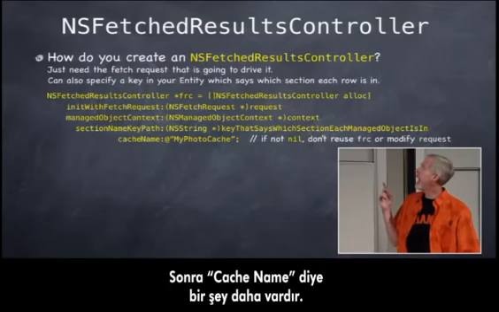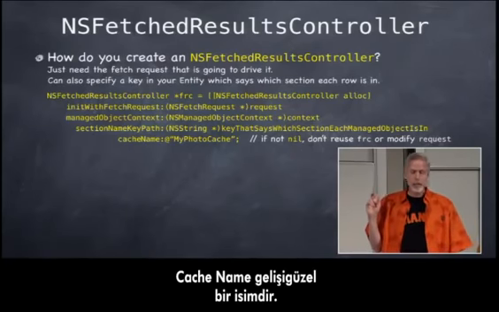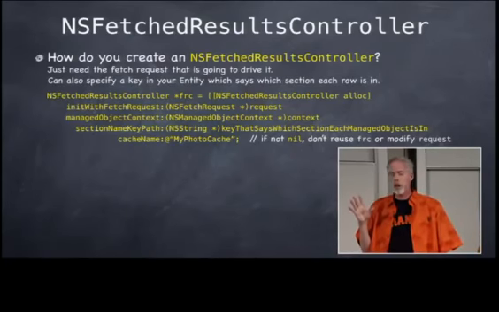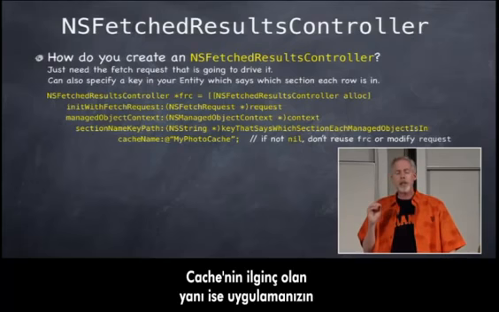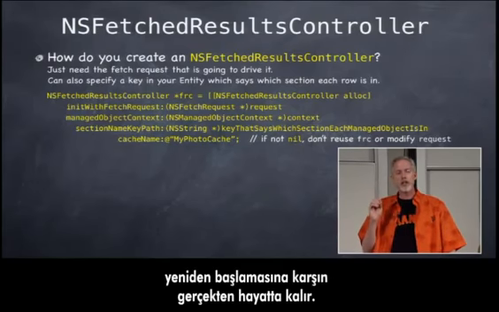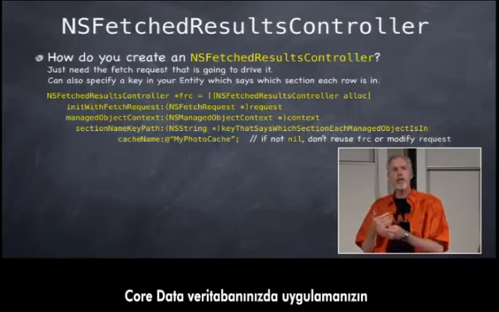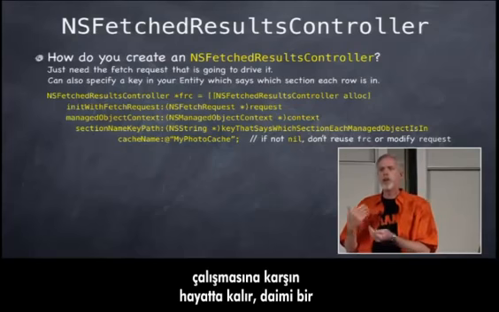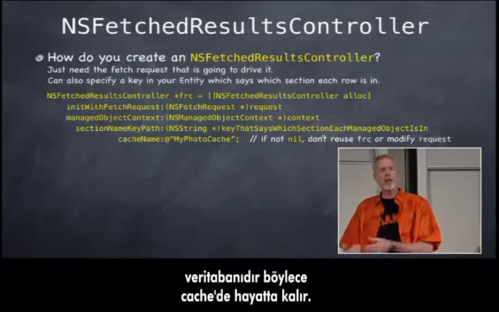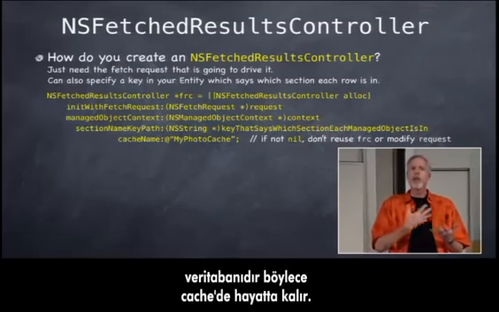And then it's got this thing cache name. The cache name is any arbitrary name. What's interesting about the cache is it actually survives launches of your application. Because it's caching results from core data. Your core data database survives launches of your application. It's a permanent database. So the cache also survives.